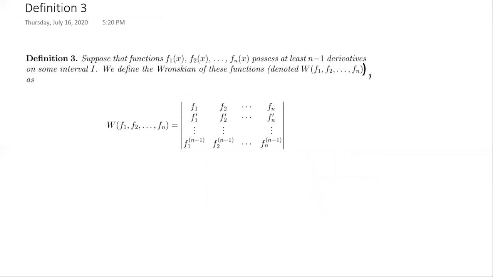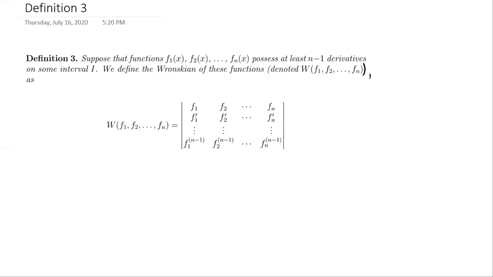Okay? So first, I have to introduce this new symbol. Suppose that you have functions f1, f2, up to f sub n. So you have n functions that possess at least n minus 1 derivatives on some interval I.